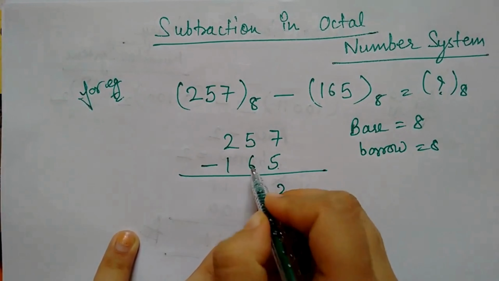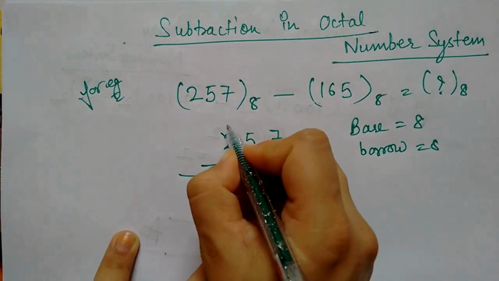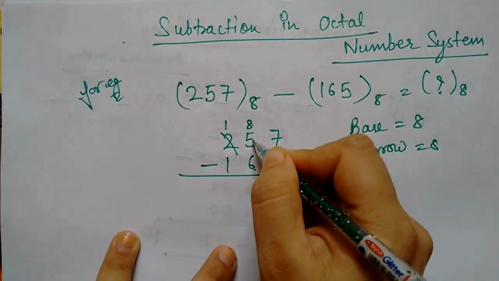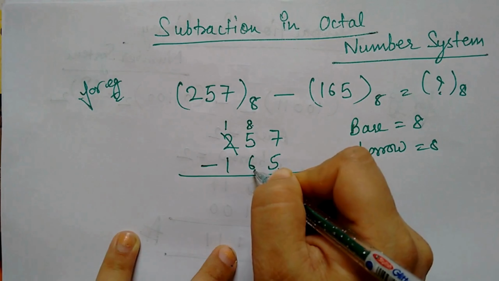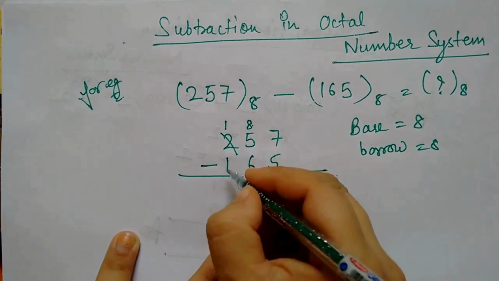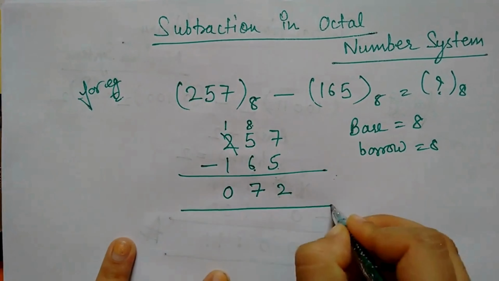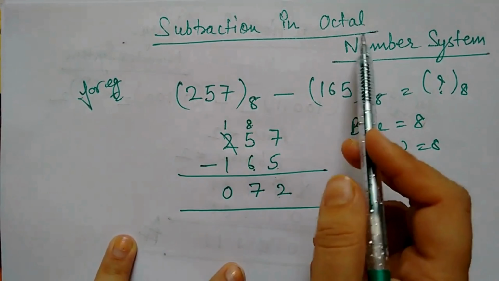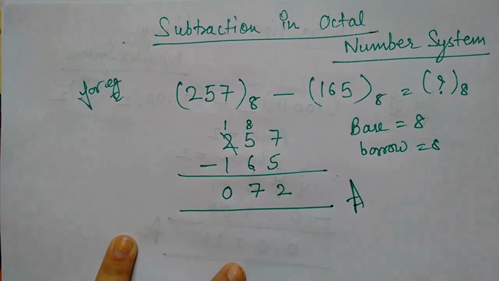2. 5 minus 6. We'll borrow from 2. Now 8 plus 5 minus 6, 7. 1 minus 1 is 0, 0. Answer is simple. The answer from subtraction in octal number system example 257 minus 165 with both base of 8 is 072 or 72.